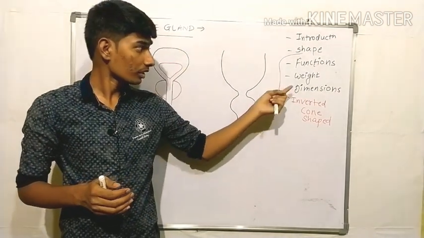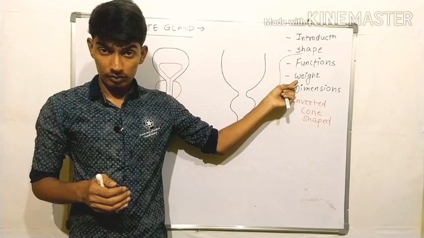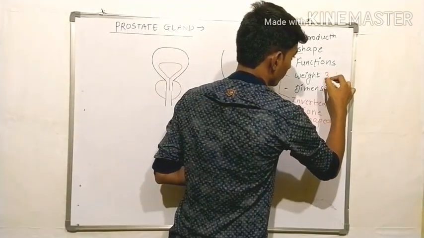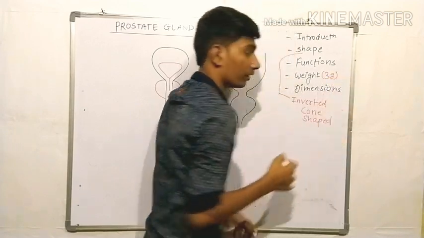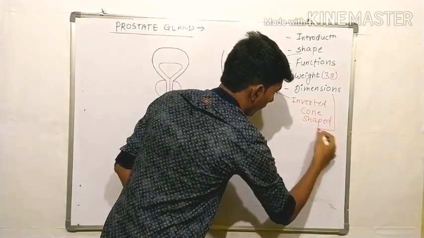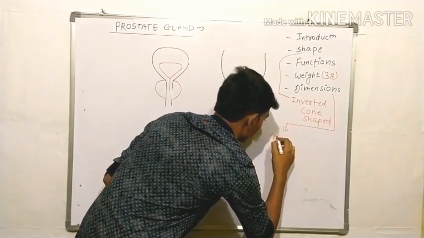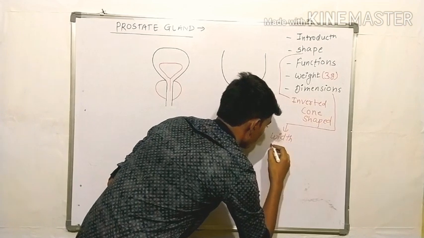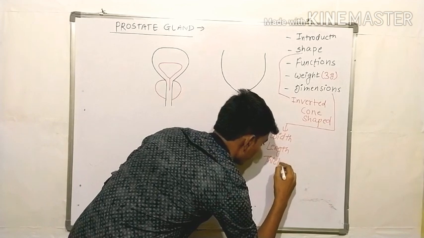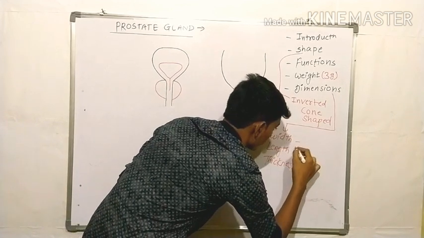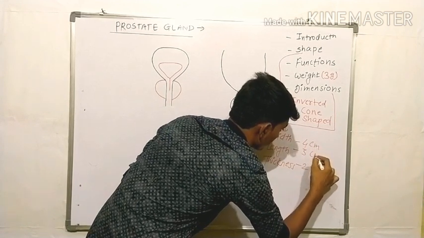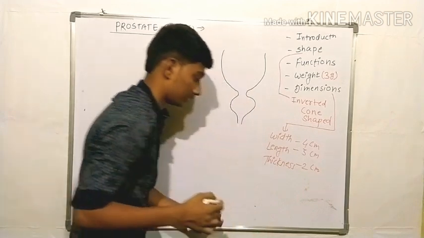Clear? Now, what is the weight? The prostate gland measures 3 gram in weight. Clear? The dimensions of prostate are width, length, and thickness. Width, length, and thickness is 4 by 3 by 2. 4 centimeter, 3 centimeter, and 2 centimeter.